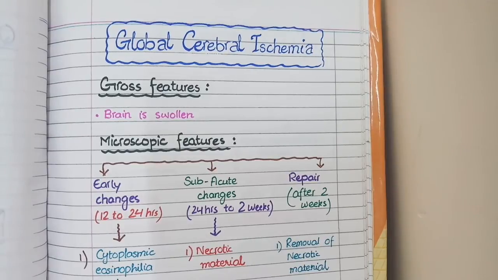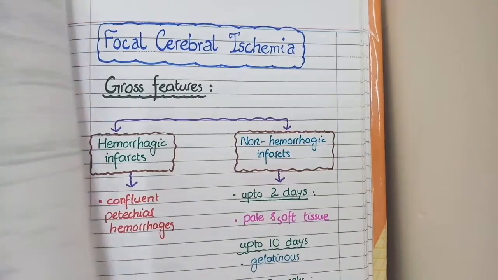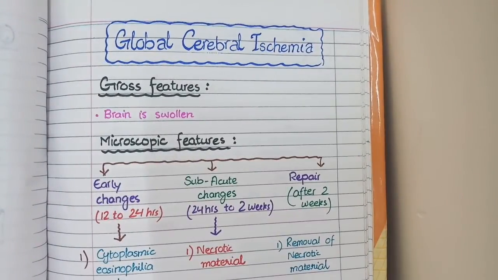In this video, we will study the pathological features of global cerebral ischemia and focal cerebral ischemia. First of all, let's start with the global cerebral ischemia.